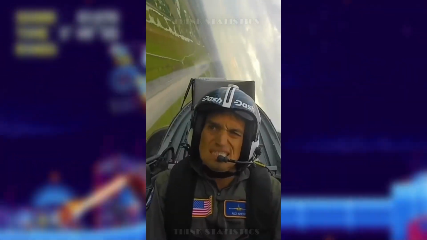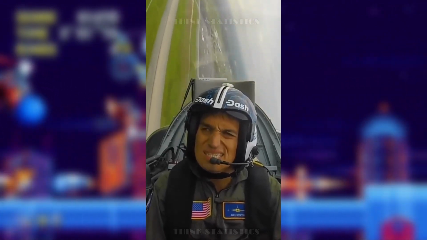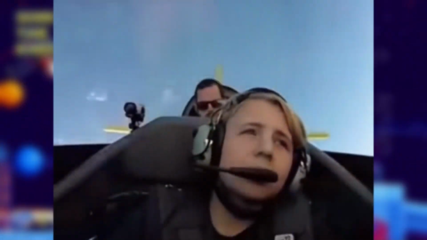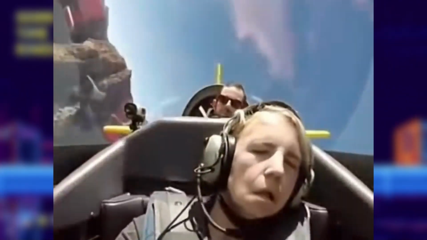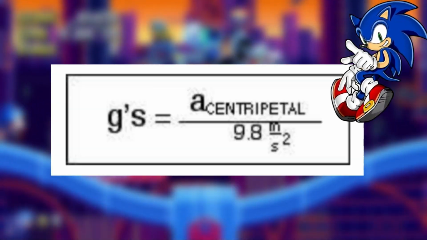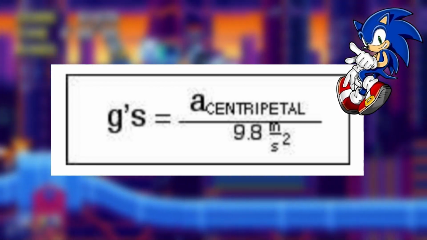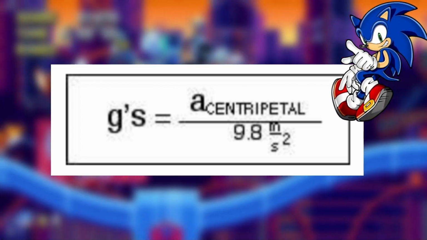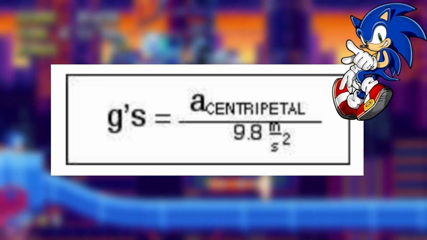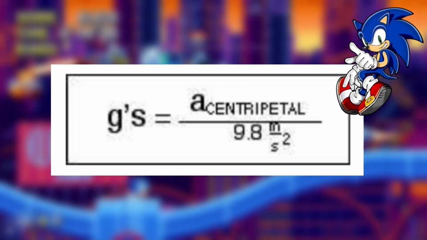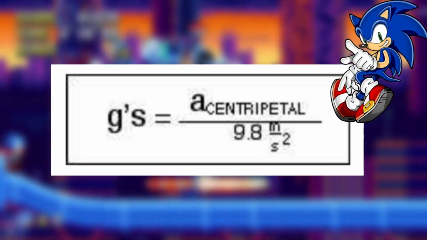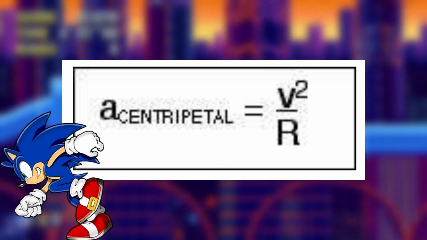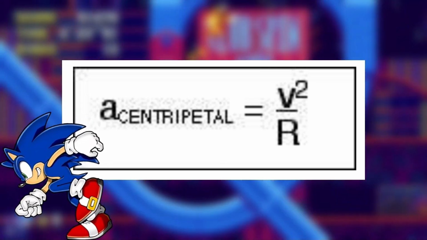Fighter pilots, on the other hand, can only manage up to 9 Gs, and that's only for about a second or two before setting off into a state of unconsciousness and most likely death. To calculate how many Gs Sonic is experiencing as he goes through the loop, we have to divide the centripetal acceleration by the gravity of the Earth, which is 9.8 meters per second squared. Centripetal acceleration is simply obtained by dividing the square of an object's velocity by the radius of the circle, or in this case, the loop.